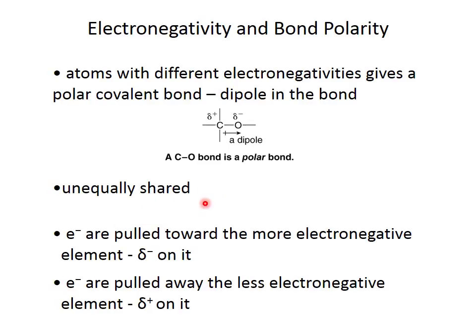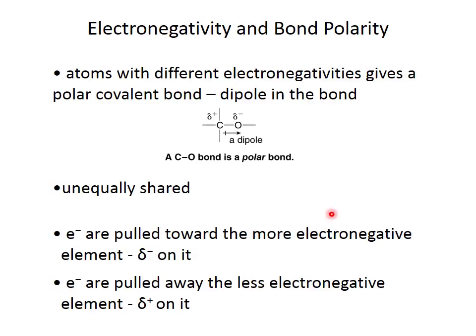Okay, why do we get this dipole? The reason is that the electrons are not being shared perfectly equally. The oxygen is hungrier for electrons than the carbon is, so we get a slight electron buildup on the oxygen and a slight electron reduction on the carbon. So the electrons are pulled toward the more electronegative atom.